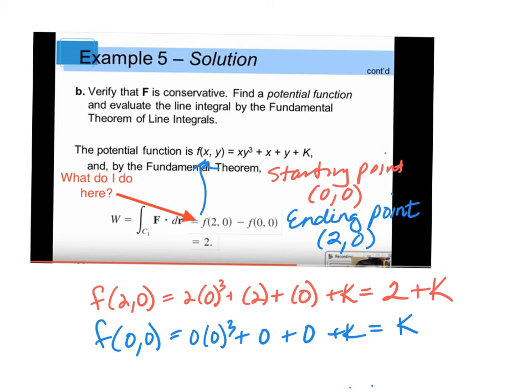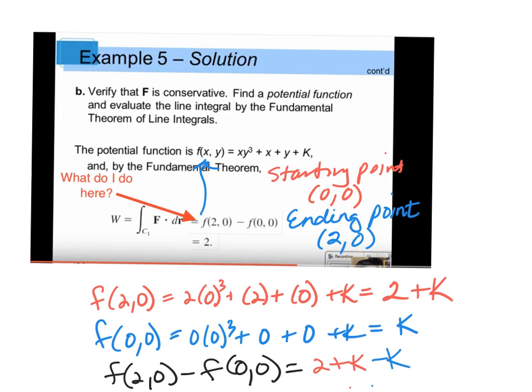Now, when you simplify, you take the endpoint using the fundamental theorem of line integrals. So it's your f of (2, 0) minus your f of (0, 0), which is 2 plus k minus k, and then this simplifies to 2. Hope this helps.